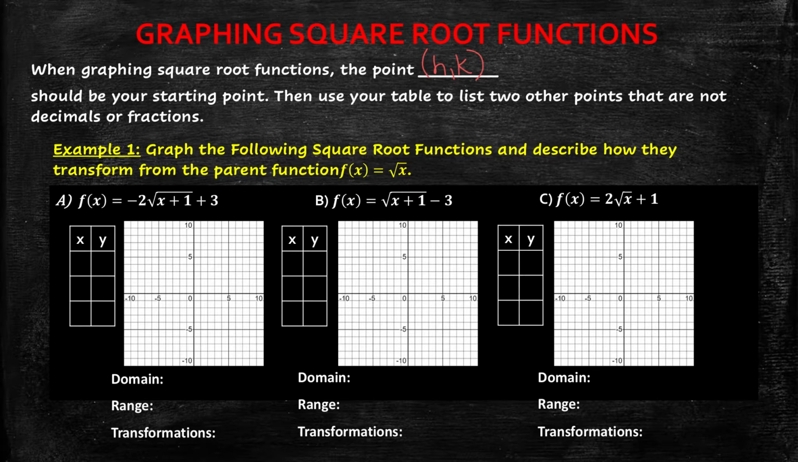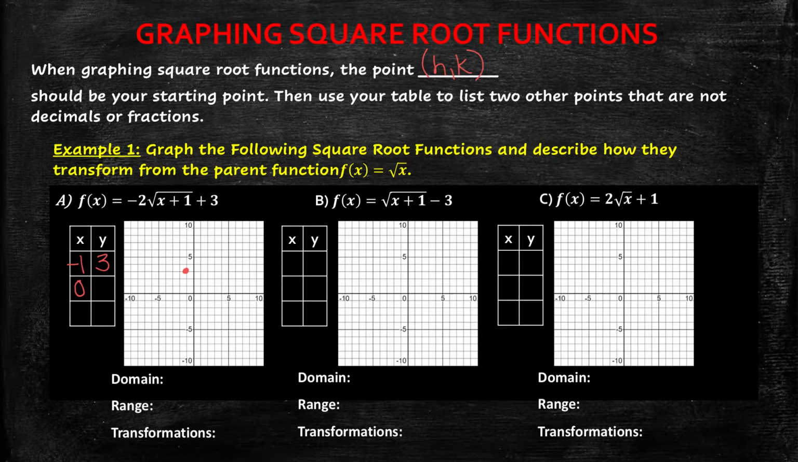So we're going to graph the following square root functions and describe how they transform from the parent function. So right now, my h is -1, because remember, we're going to use the opposite. And your k value is 3. Okay, so we're going to start there. So at -1, 3, that's going to be your very first point. Now you want to pick values on the right side of that point. So let's also pick 0.